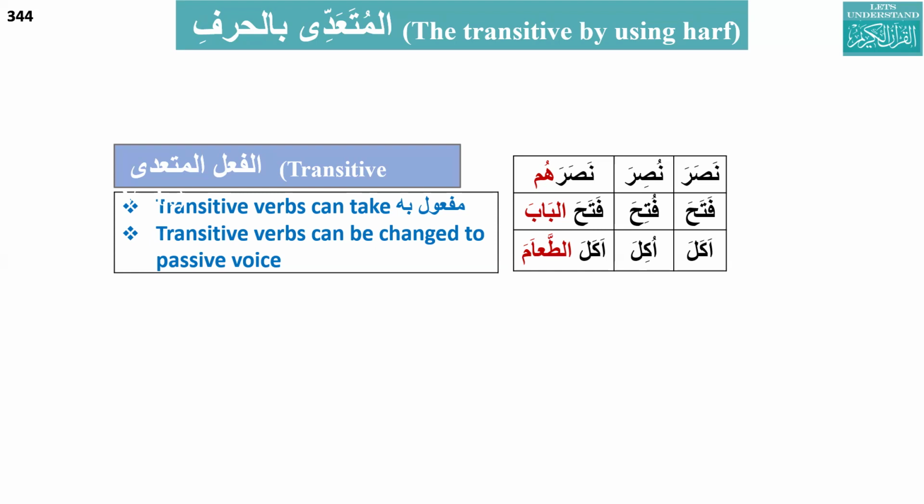If we recall, when we were doing levels 1, 2, and 3, some of the verbs we were doing had the madi, mudari', amr, nahi, and the fa'il, but there was no maf'ul for those verbs, like qama, he stood, qa'imun, and similarly nama, yanamu, na'imun. We never saw a maf'ul for them. So those types are not transitive, and for all the remaining ones, whenever we saw a fa'il, a maf'ul was there. So what is a transitive verb? A transitive verb can take maf'ul bihi, and it can change to passive. Like nasara. Nasara means he helped, and it is also raising a question: he helped whom? It means it can take maf'ul bihi.